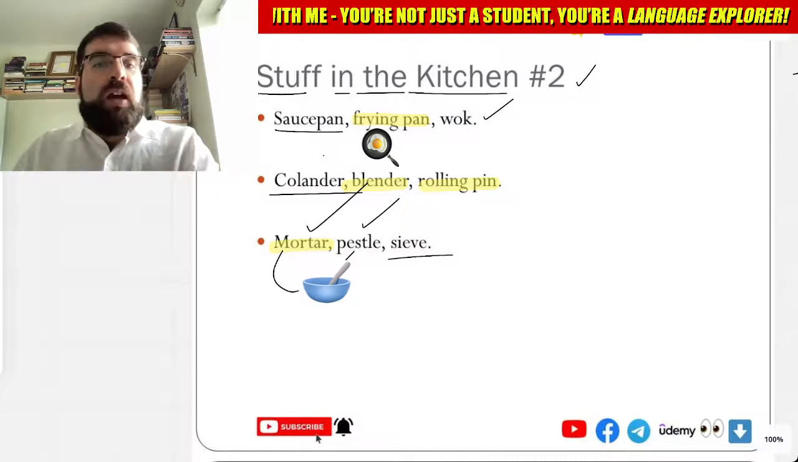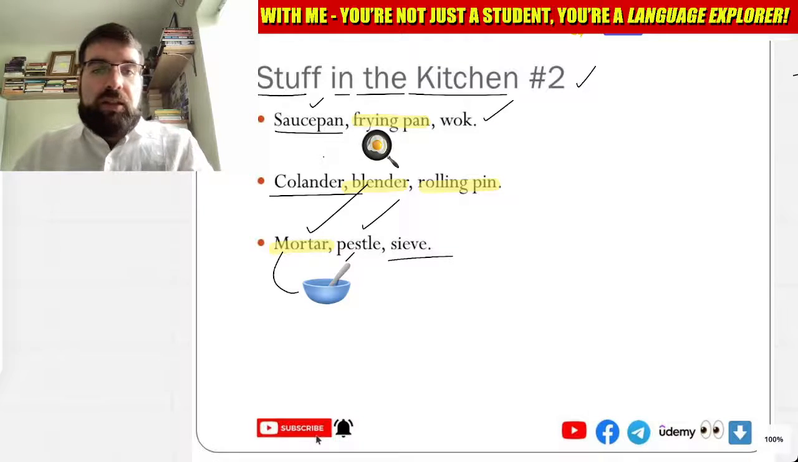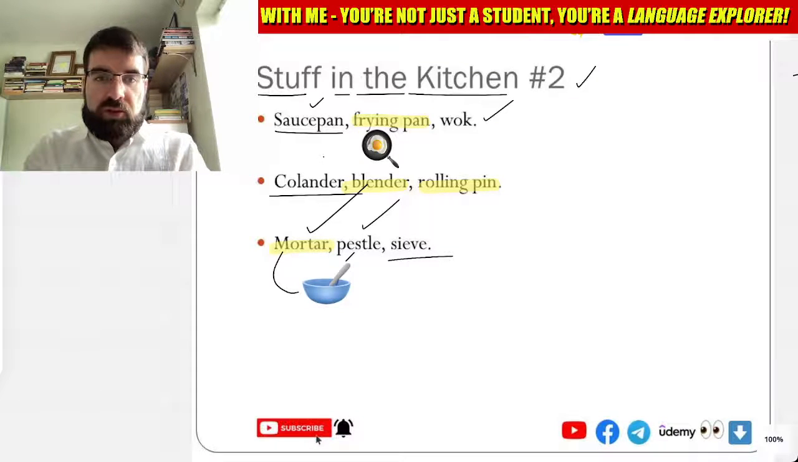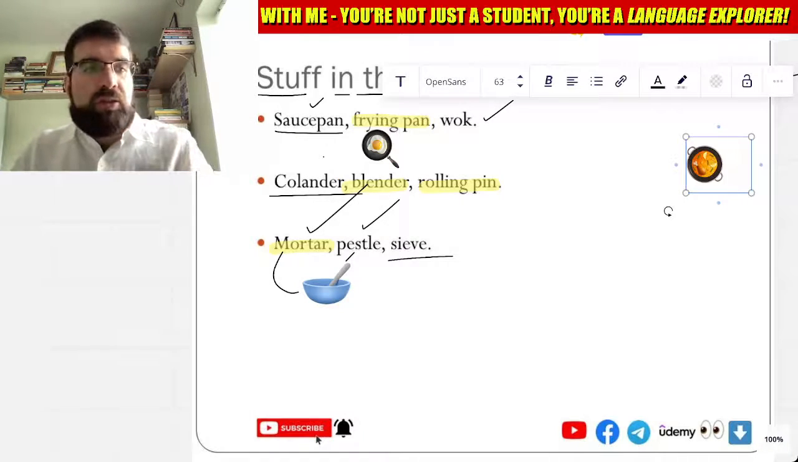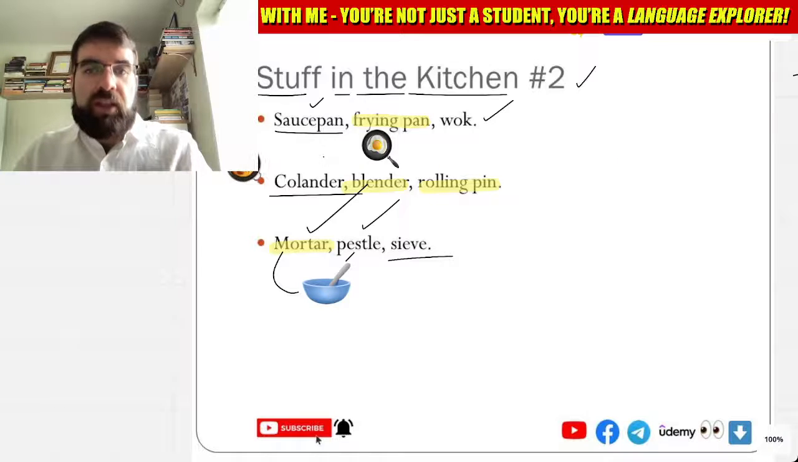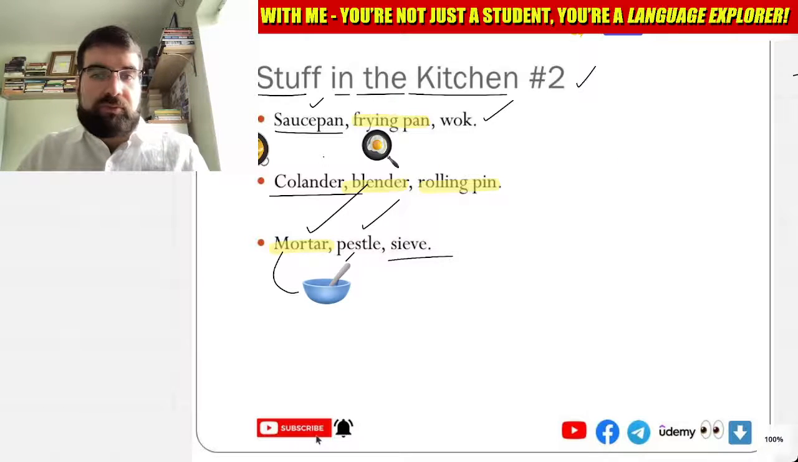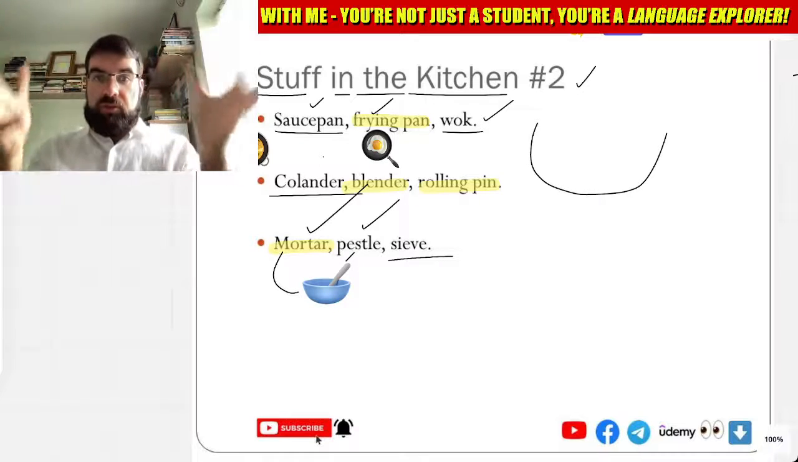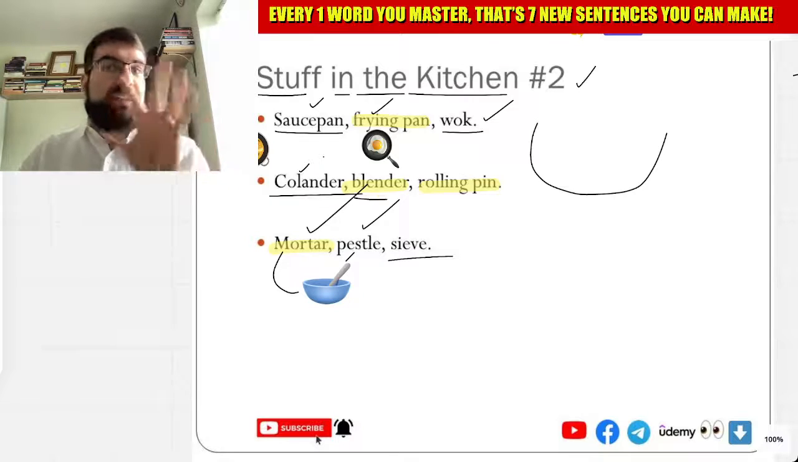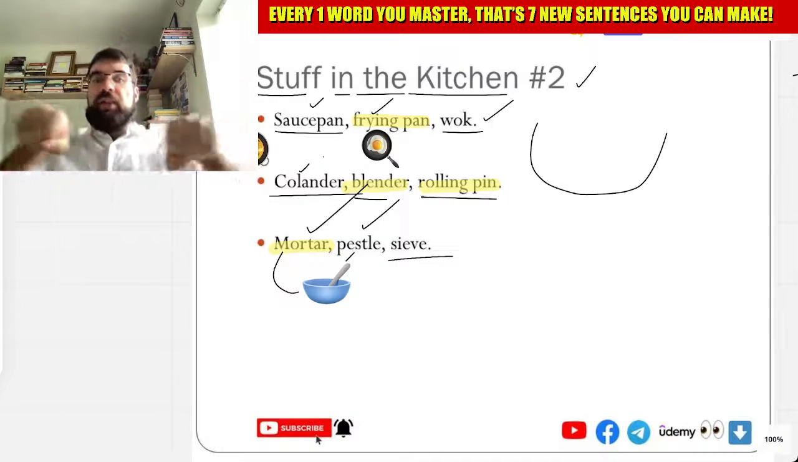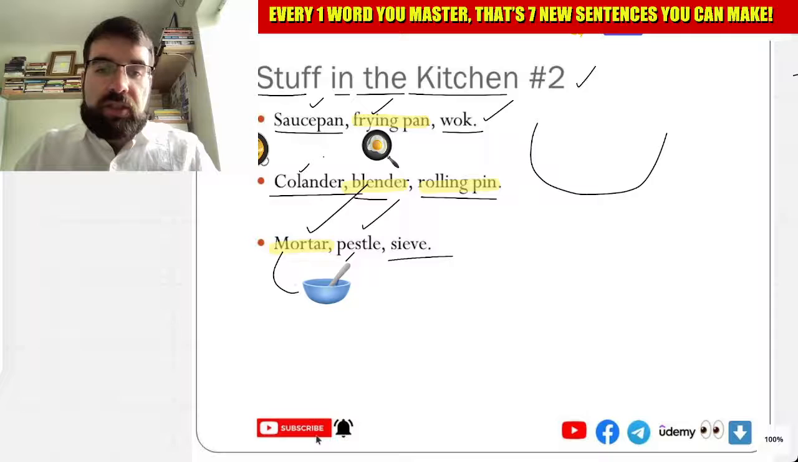Nice. So saucepan. Let's try and get a picture of saucepan. There must be a saucepan here. Maybe this, maybe. Saucepan. Frying pan. And wok, just a really big bowl. Colander. Blender. Rolling pin. Mortar. Pestle. And sieve.